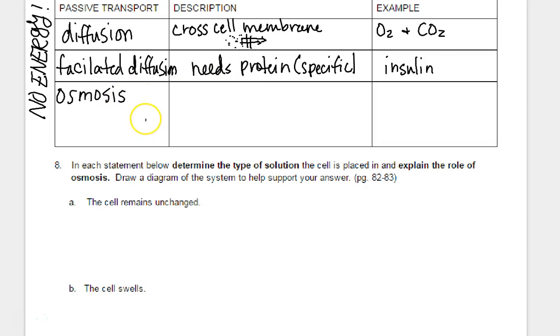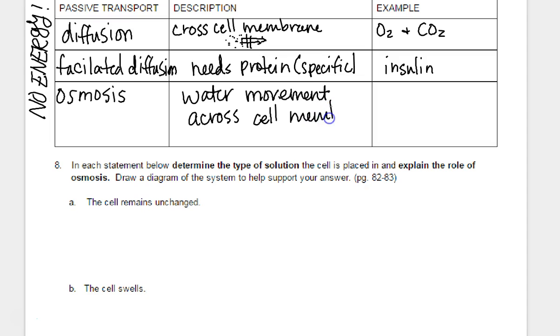And then osmosis is water movement. And we're going to talk about this in the question below here. Water movement across the cell membrane. And it also is going with that concentration gradient. And so the example of osmosis would be like when we're dehydrated.